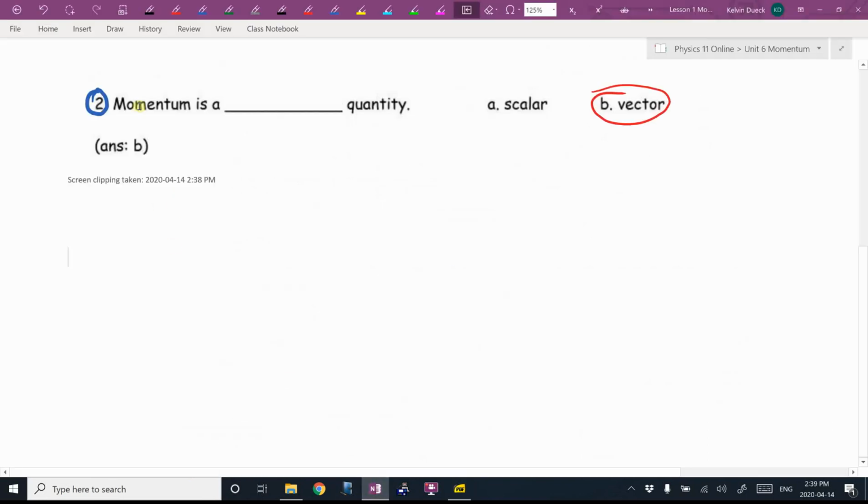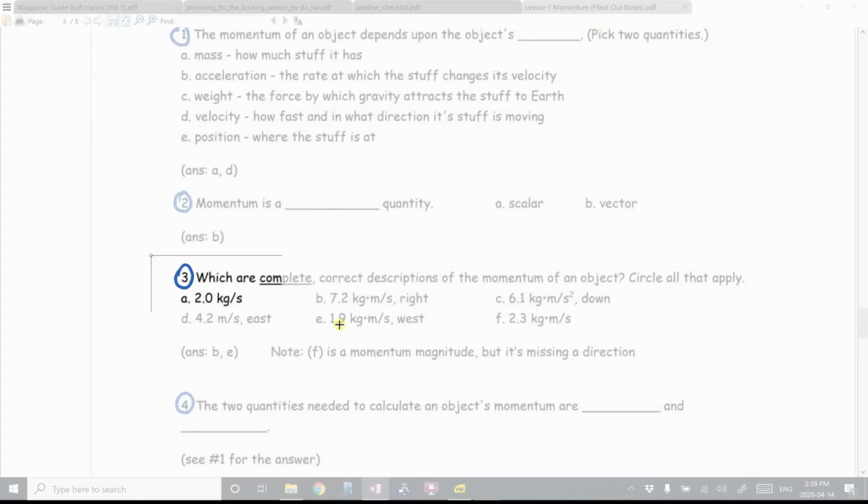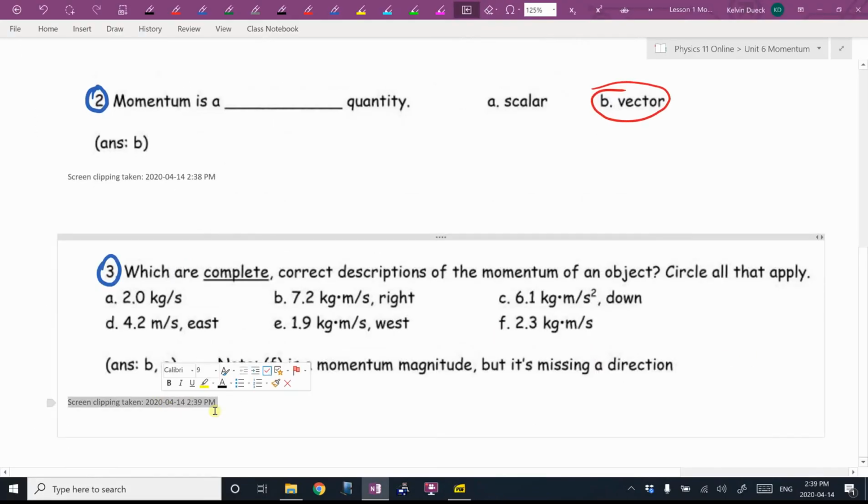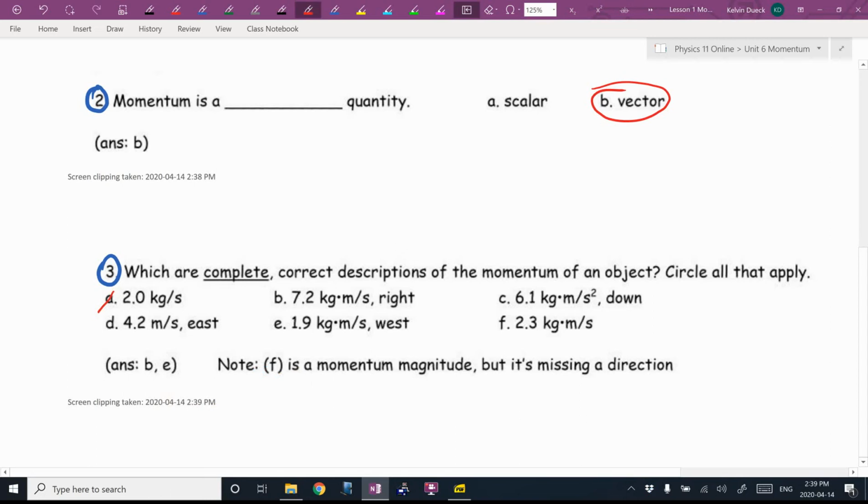Number three, which of the following are complete, correct descriptions of momentum? So momentum is a vector, which means A is no good right away, no direction, much like your future. Sorry, I didn't say that, please. And then we check the units. B is good, kilogram meters per second. C, kilogram meters per second squared. No. That would be mass times acceleration. Ooh, that's a force. C would be a force. D, that's a velocity. E, I'm good with that. F has the right units, but it's missing its direction.